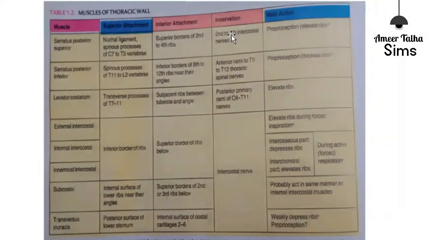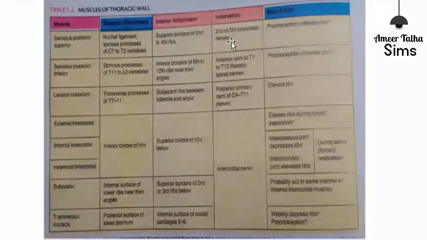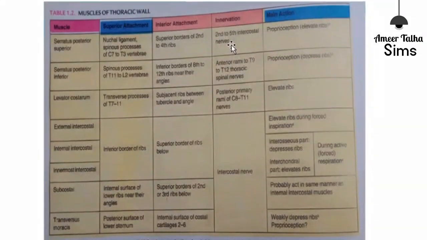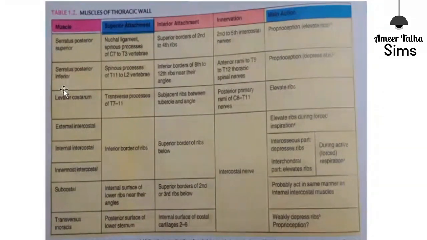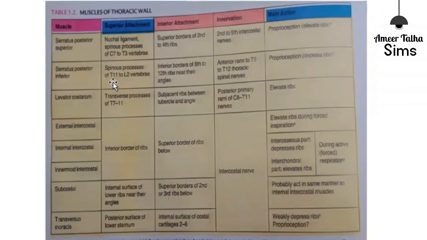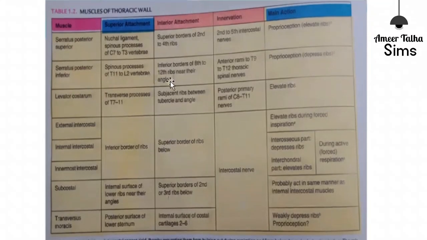Next is serratus posterior inferior. It originates from the spinous processes of T11 to L2 vertebrae, and it inserts on the inferior border of the 8th to 12th ribs near their angles. It is supplied by the anterior rami of T9 to T12 thoracic spinal nerves, and it helps in depression of the ribs. So there is a difference between the action of the serratus posterior superior muscle and serratus posterior inferior muscle.